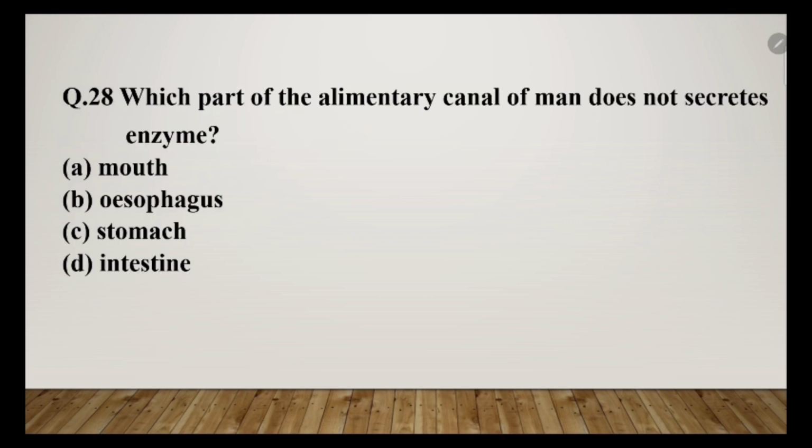Next question is, which part of the alimentary canal of man does not secrete enzyme? Here options are mouth, esophagus, stomach and intestine. Mouth secretes the salivary enzymes, stomach secretes the gastric juices, intestine also secretes the intestinal juices, but esophagus does not secrete any enzyme.